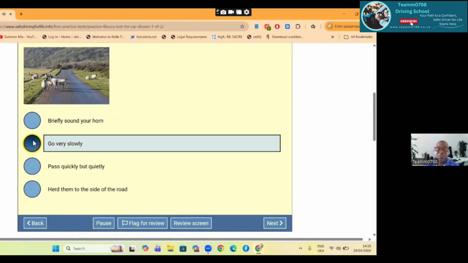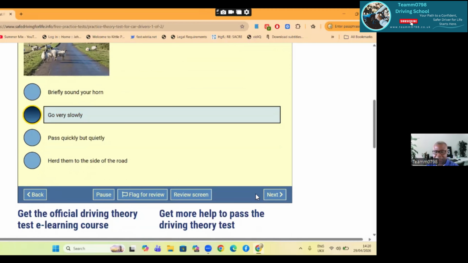Pass quickly is a no. Head to the side of the road. No, that's not your job. Okay, just go very slowly. And if the sheep herder asks you to stop, just stop. Okay, it's very, very important.